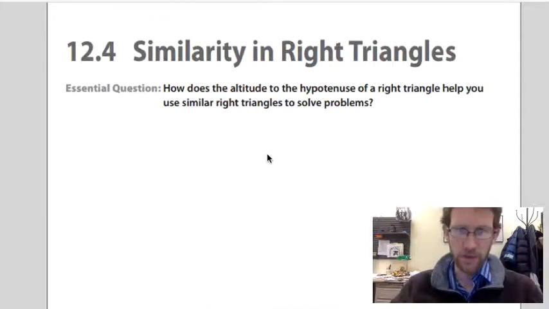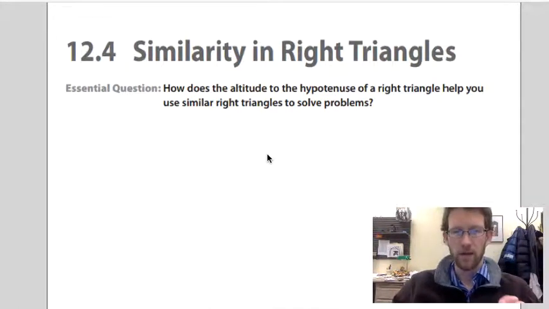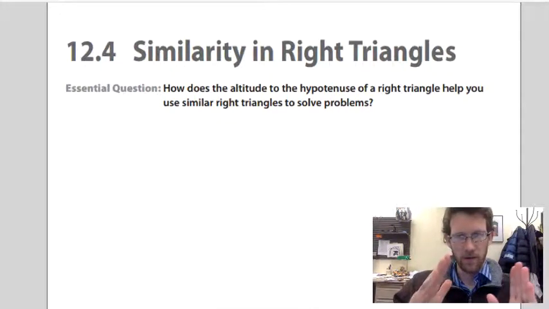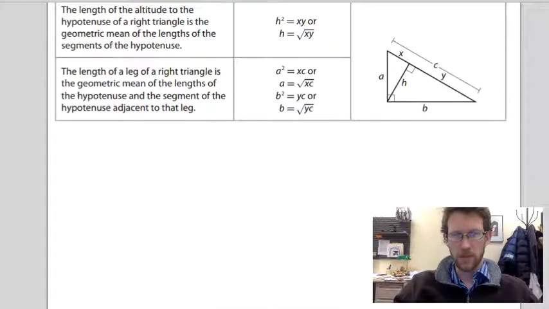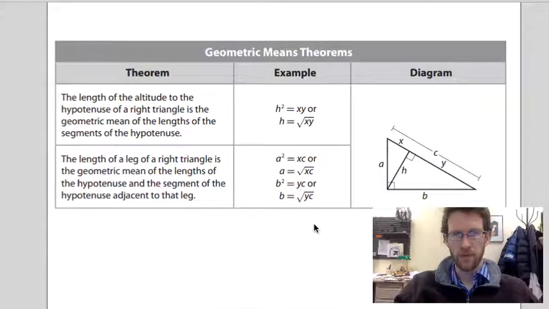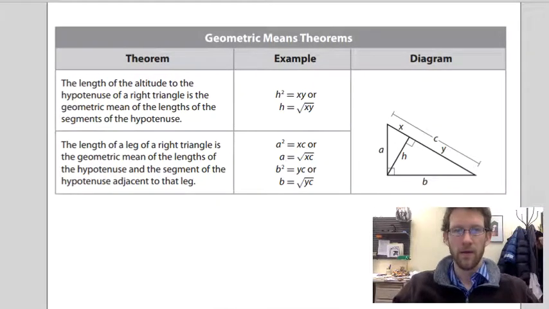Hey everyone, today we're doing 12.4, similarity in right triangles, and specifically we're going to talk about right triangles and the altitude of a right triangle. So we're just going to jump right into it here with the geometric means theorem. The geometric means theorem is a series of theorems that relate to the relationships of the sides when you have a right triangle that is divided here with its altitude.